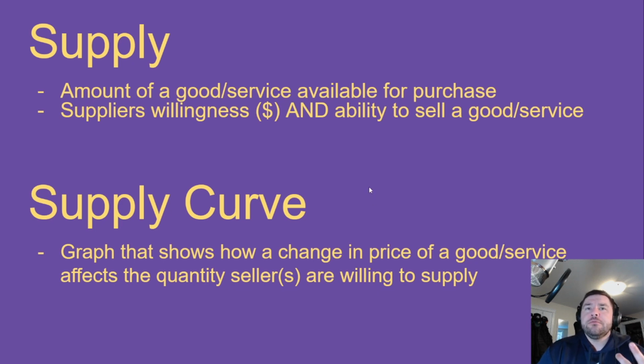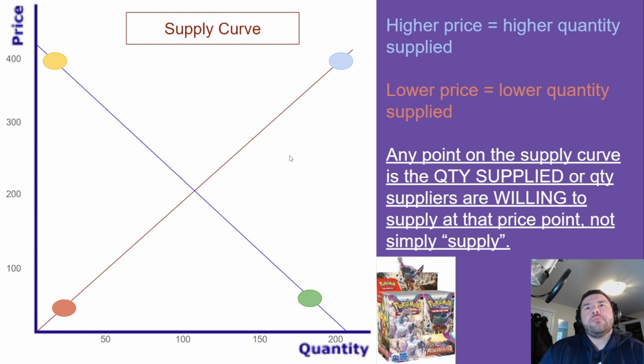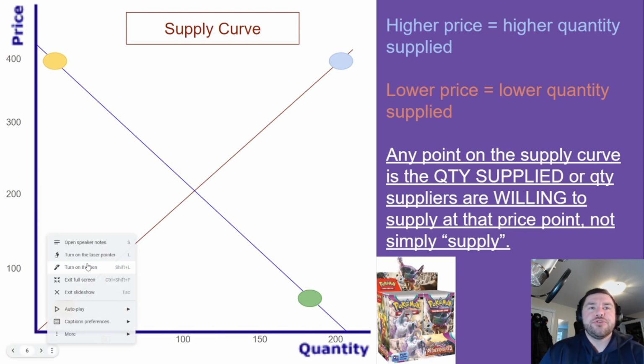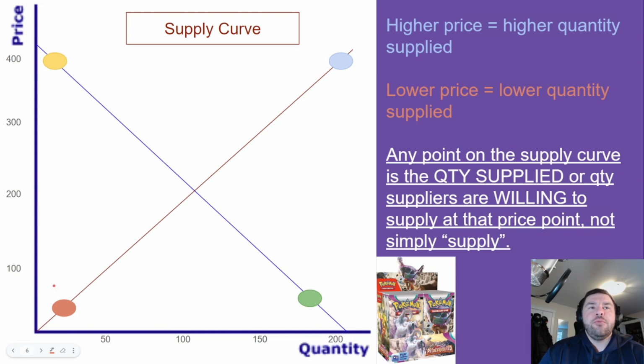So a supply curve, to that point, is the same as a demand curve. It just shows how the change in price of a good or service will affect the quantity that sellers or suppliers are willing to supply. So in red is our supply curve. And it's not going to look like that either, but we're going to use straight lines for now. We're going to say it's probably something like that, right?